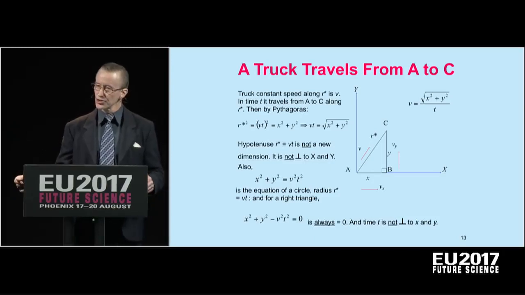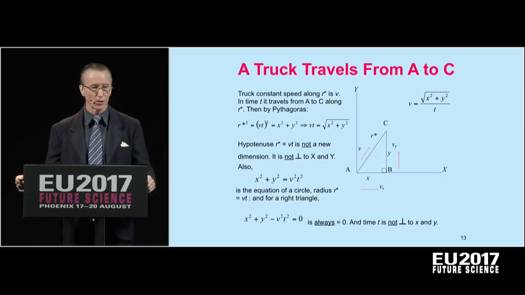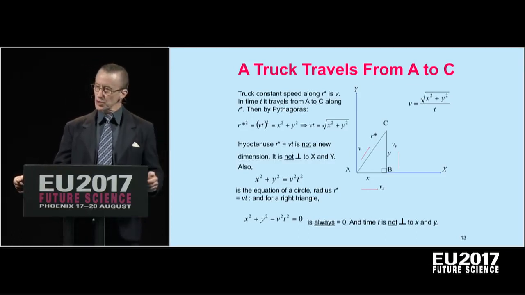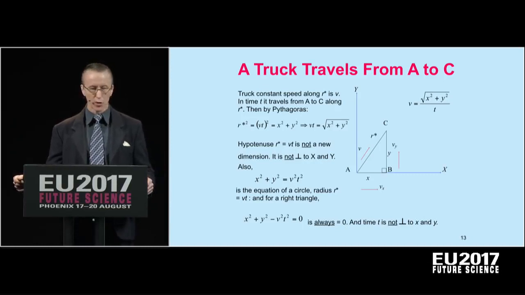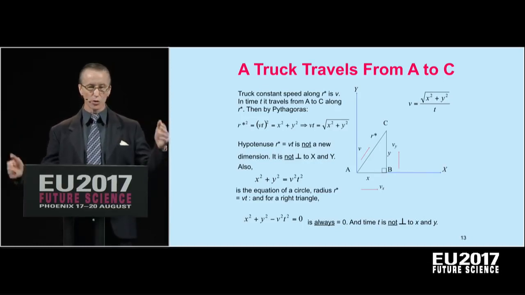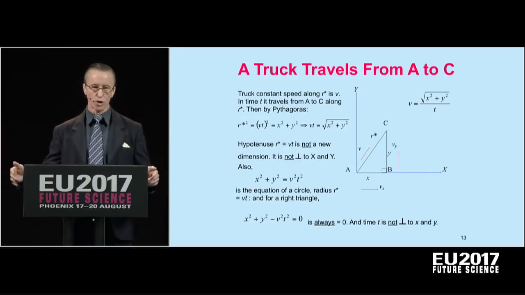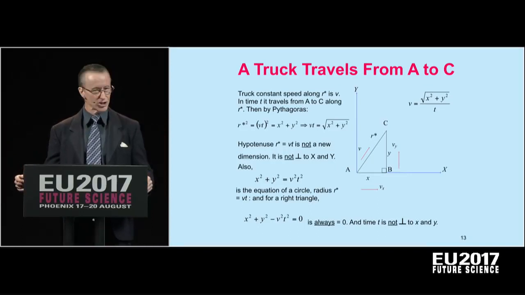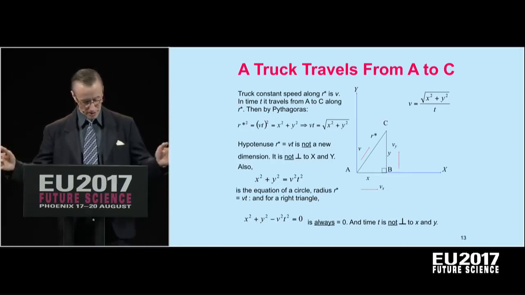Well, recall, we could draw a circle around that, and that would make it the radius of a circle. And if we subtract v squared t squared from both sides, we still get x squared plus y squared minus v squared t squared equals 0. Can it ever be other than naught? Well, it's the right triangle. The answer is it cannot. Again, unless you're a cosmologist.